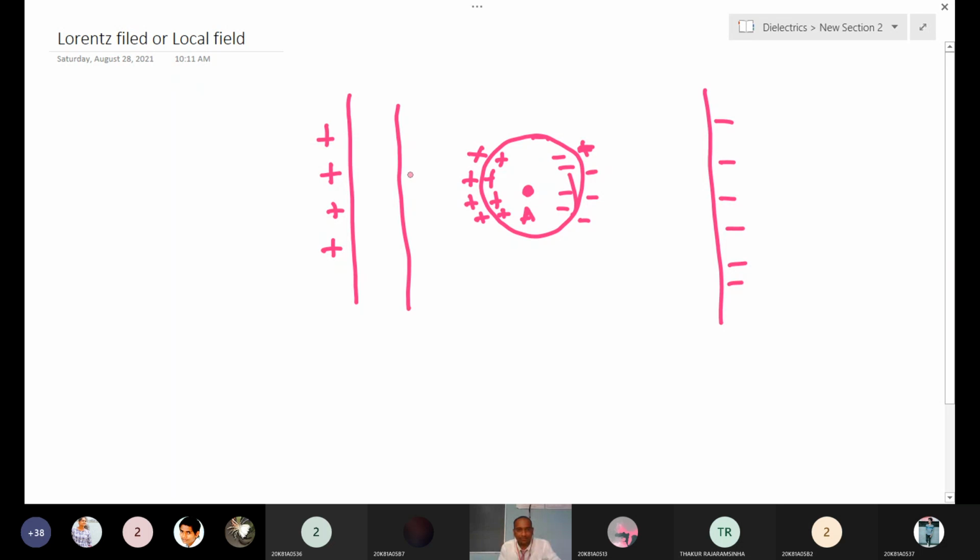This is the plane surface of the dielectric atom that I am drawing now. Here the plus charge will attract negative charges on the surface of the atom. The negative charges will be attracted towards the positive terminal, and the positive charges will be attracted towards the negative terminal. Now, what is the local field?